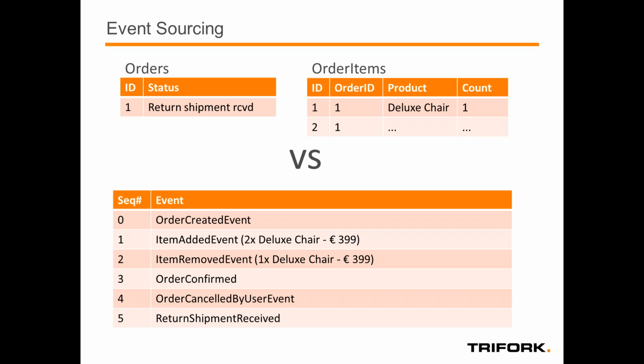So here we have information that we did not have in the first scenario, which is that we know that the user has actually added 2 items to his order and then removed 1. And there could be very important business value in these events in the middle.